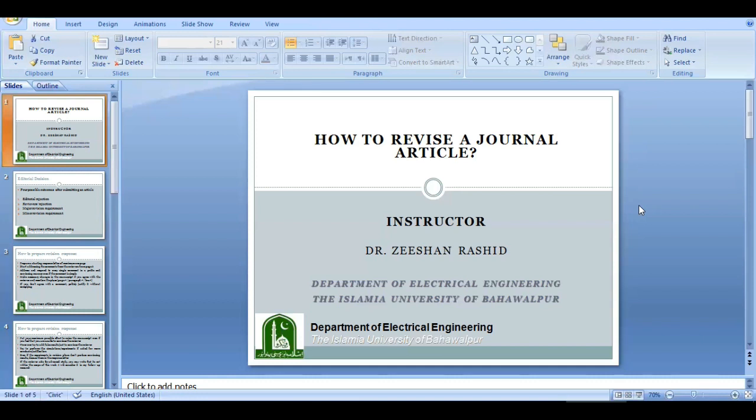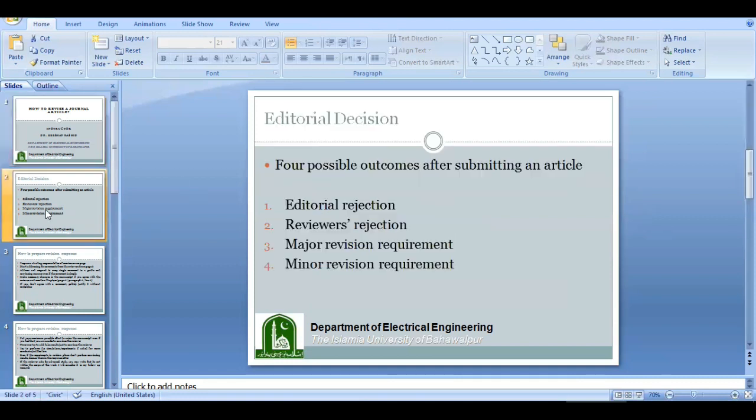So in this lecture, I am going to explain how to revise a journal article, and there are a few fundamental steps which you have to consider before preparing the response letter. The response letter is a letter which is prepared when you are going to submit the revision of your manuscript. Whenever you submit a manuscript, there are four possibilities or four outcomes which you can expect from the editorial board. Either the paper is rejected by the editor, this is called editorial rejection.